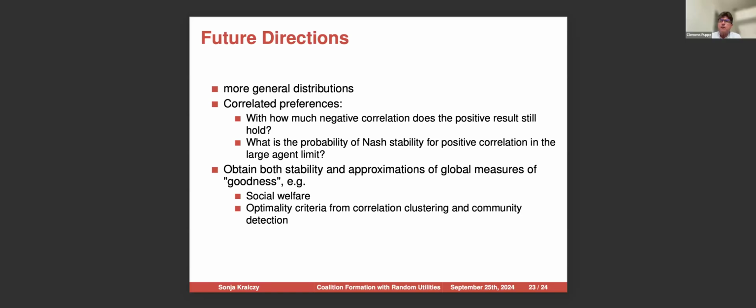Okay, very good. Then Bill had a question, exactly what you also suggested in your future directions about more general distributions. He asked, do you need the symmetric uniform distribution? How robust are the results? And I think Martin already answered this. Martin, do you want to add something there?